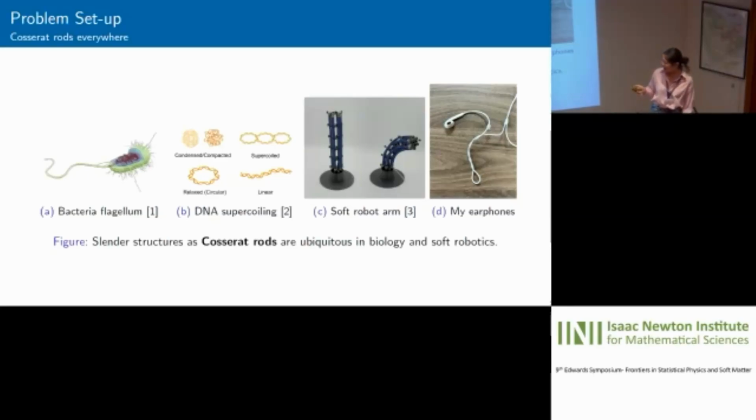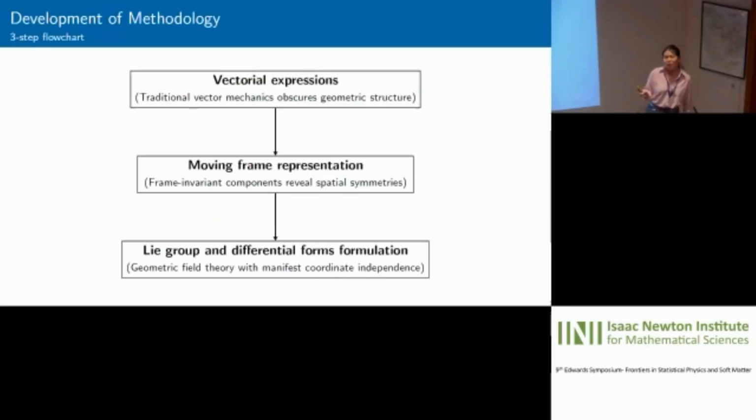So in our formulation, we start with these vectorial expressions of our equations of motion. However, this does not really tell us the underlying geometry. So we go one step further to resolve all the quantities into the moving frame, which is just a set of orthonormal basis vectors that move along the rod, just like being on the roller coaster. And the components of the moving frame vectors tell us exactly what the spatial symmetry is.